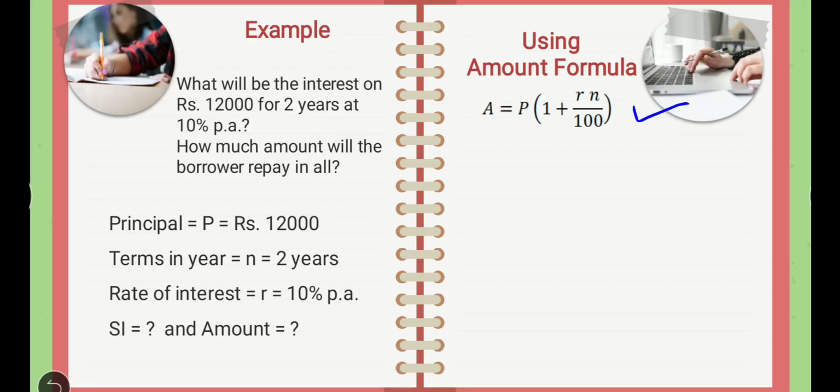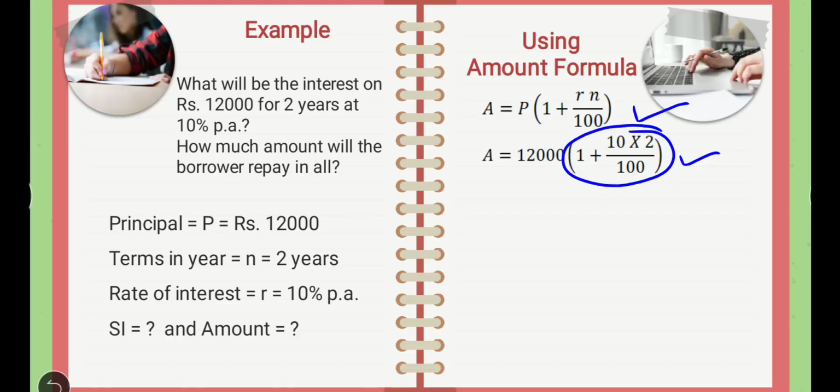So by using this formula we can calculate amount directly. So we will calculate here amount and we can cross check with the previous answer. So put the values. Amount is equal to P is 12,000, 1 plus 10 into 2 divided by 100. Then firstly solve this bracket.